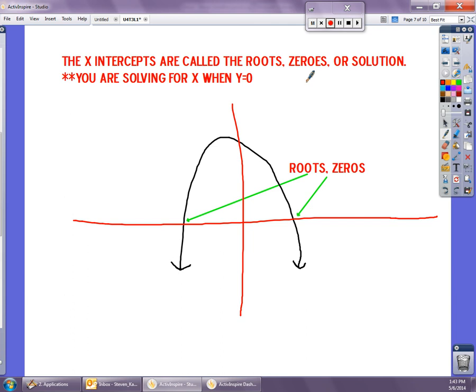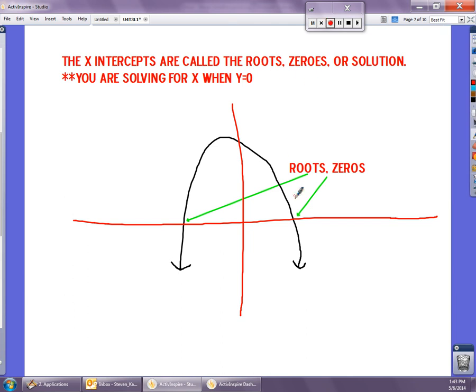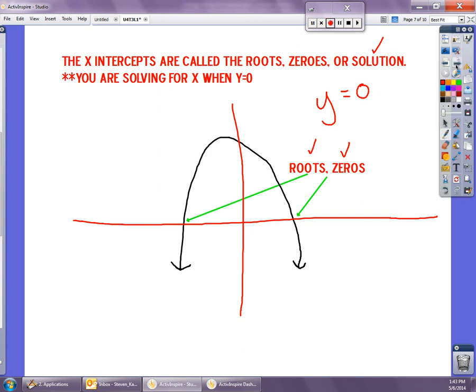Actually, before we do that, I forgot to mention that because we're making y equal to 0 in all these problems, the answers we get for x are actually the x-intercepts, or the roots, or the zeros. These are other ways that we refer to the x-intercepts. We call them roots, we call them zeros, or we can simply refer to them as the solution of the problem: the answer for x when y is 0. And that's really all you're doing when you're talking about roots, zeros or solutions.